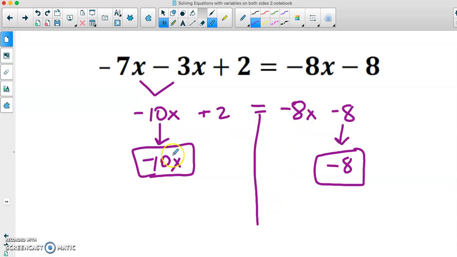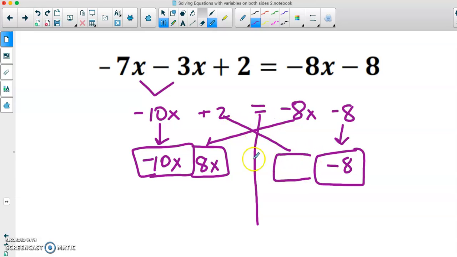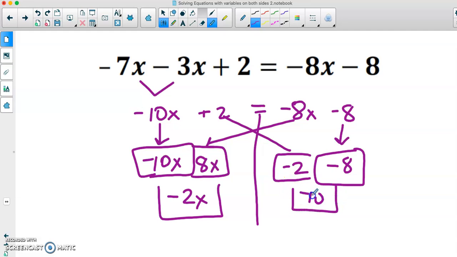Okay, I'm going to bring my x's together. Bring this over here. The sign changes. Notice this is a negative 8x, so it's going to change. That's going to be a positive 8x when we do that. Bring the 2 over here, put it in a box, change the sign because we crossed the equal sign. So negative 10x plus 8x is going to be negative 2x. Put it in a box. Negative 2 plus negative 8 is going to be a negative 10. Put it in a box.